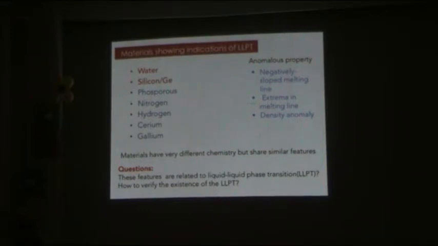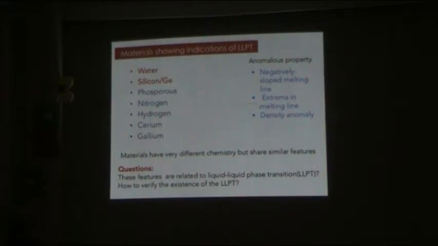All of these materials are very different because they have really different chemistry. We have molecular systems, semiconductors, and some of them can be conductors. So the question we are interested in is whether these features are related, and if they are related, whether they are relevant to this liquid-liquid phase transition, and if so, how we can determine this liquid-liquid phase transition and also the critical point.